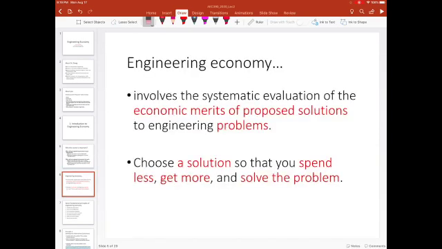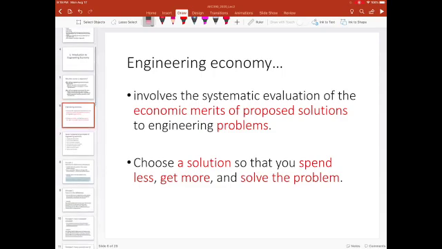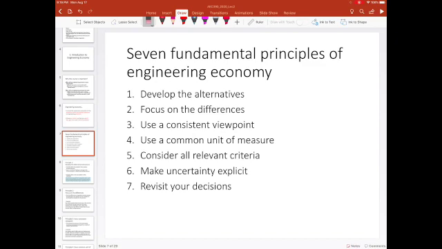So engineering economy involves the systematic evaluation of the economic merits of proposed solutions to engineering problems. We have explained this in the last lecture. It is also about choosing a solution so that you spend less, you get more, and you solve the problem. These are just the definition of engineering economy. And here, we want you to know that there are 7 fundamental principles of engineering economy.